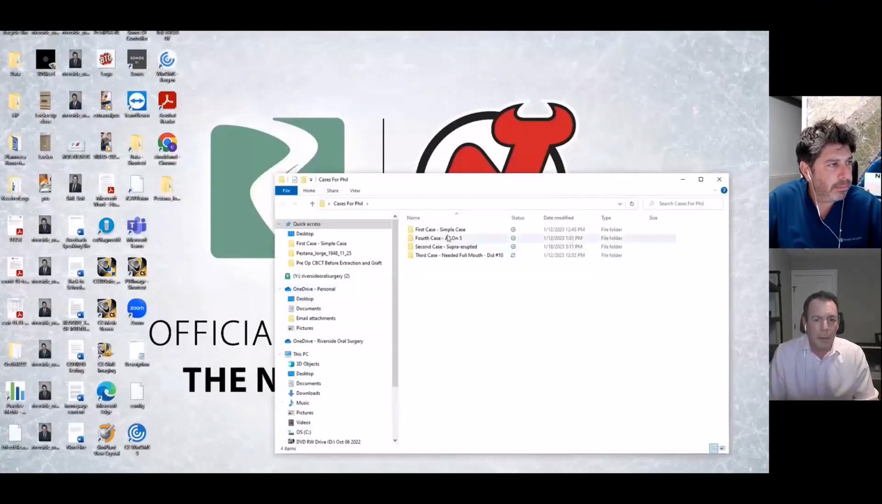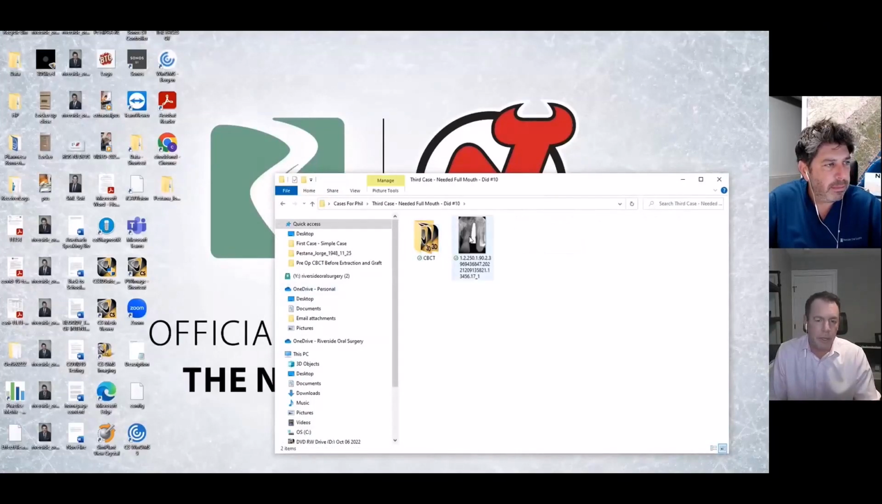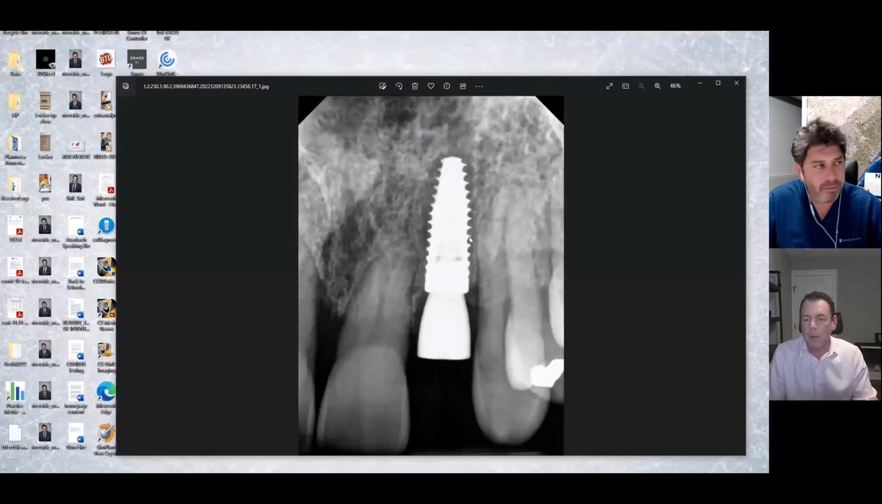While you're pulling that up, how often are you using the MAR, the metal artifact reduction? Every time? Not every time, but often.